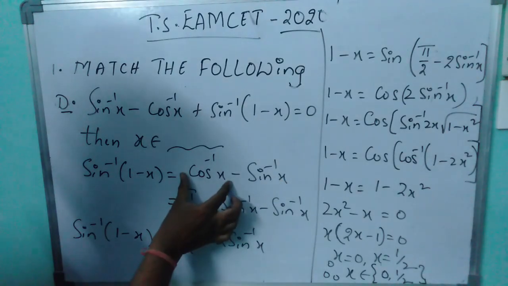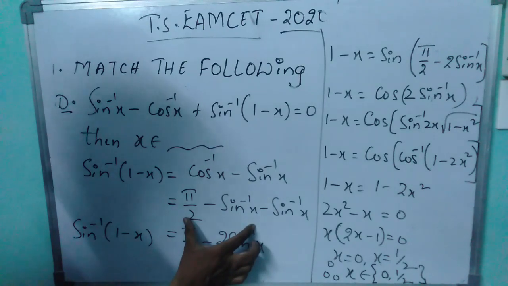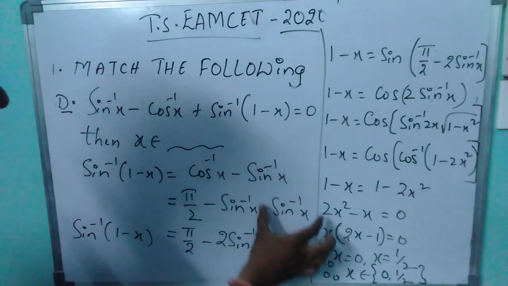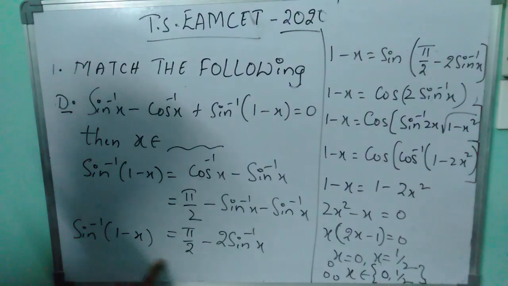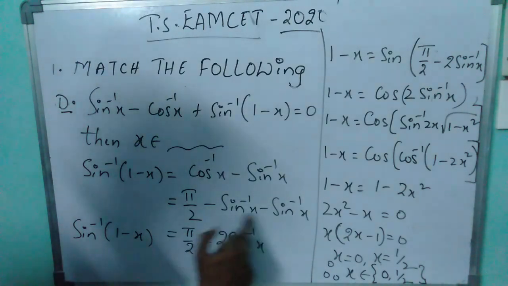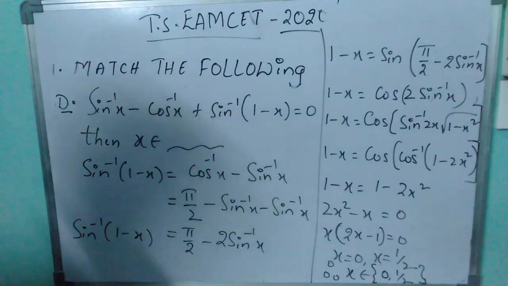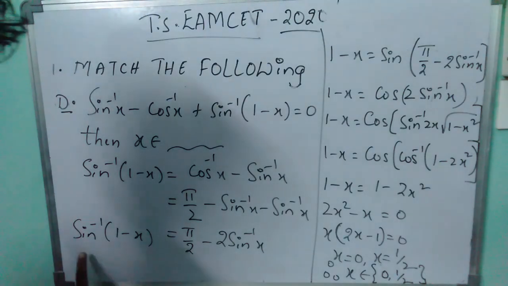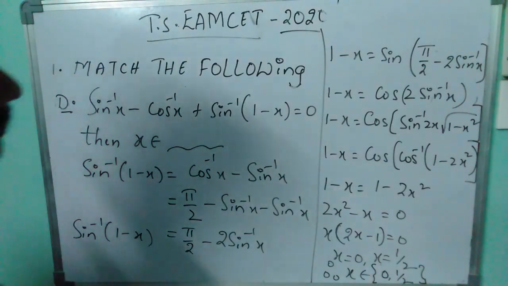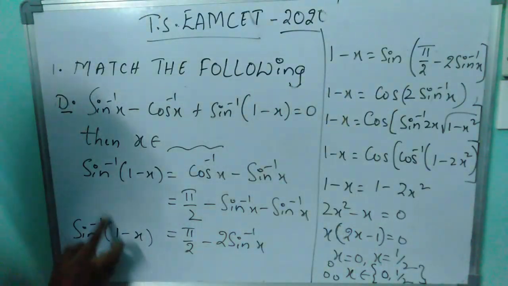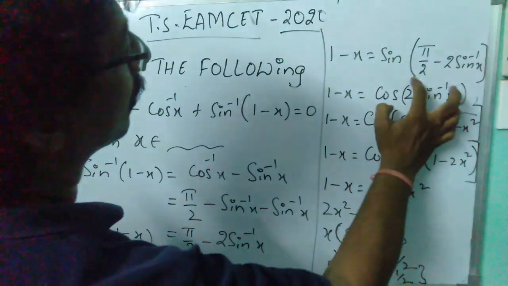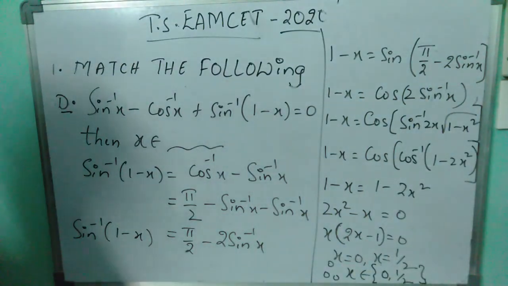This cos inverse x can be written as pi by 2 minus sin inverse x. This minus sin inverse x will be as it is. So sin inverse of 1 minus x equals this pi by 2, which will be the same. By adding these two, you will get minus 2 sin inverse x. Send this sin inverse to the other side. So 1 minus x becomes the sine of pi by 2 minus 2 sin inverse x.